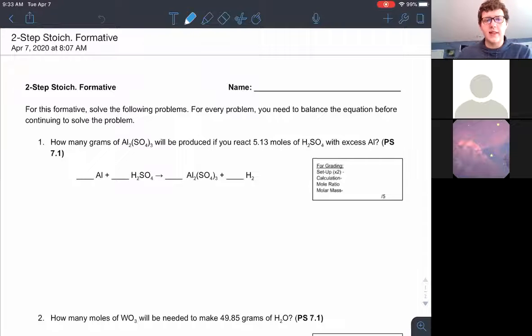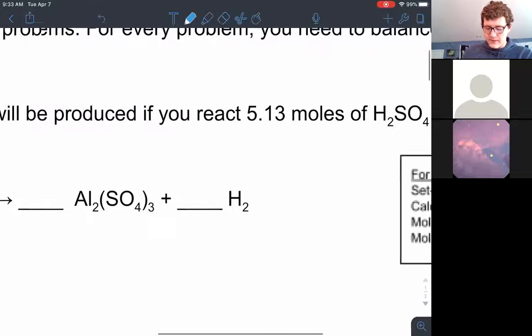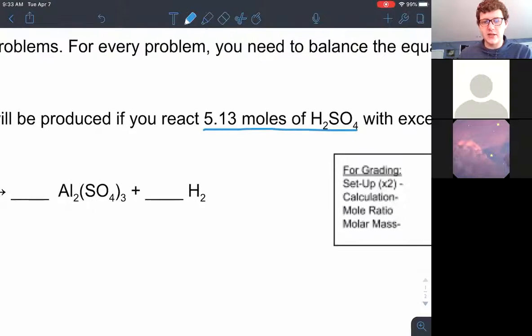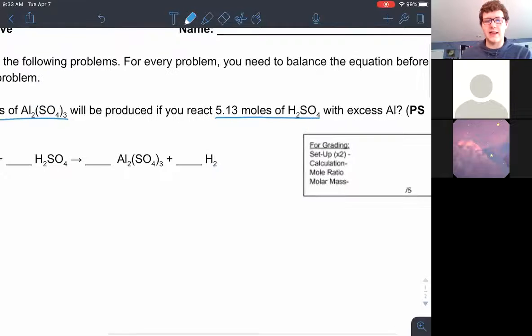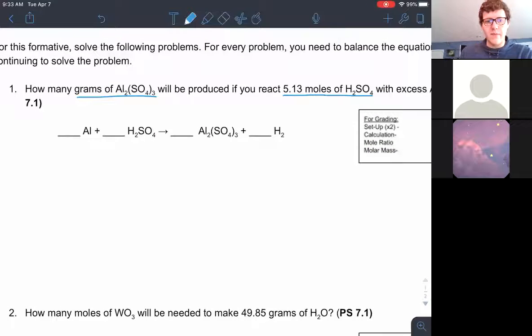If we look at the problem, it says: how many grams of aluminum sulfate, Al2(SO4)3, will be produced if you react 5.13 moles of H2SO4 with some excess aluminum? So the first thing we're going to do is balance our equation. Do you guys remember how to balance the equations? Yes. Awesome. You want me to go through balancing the equations? No? All right.